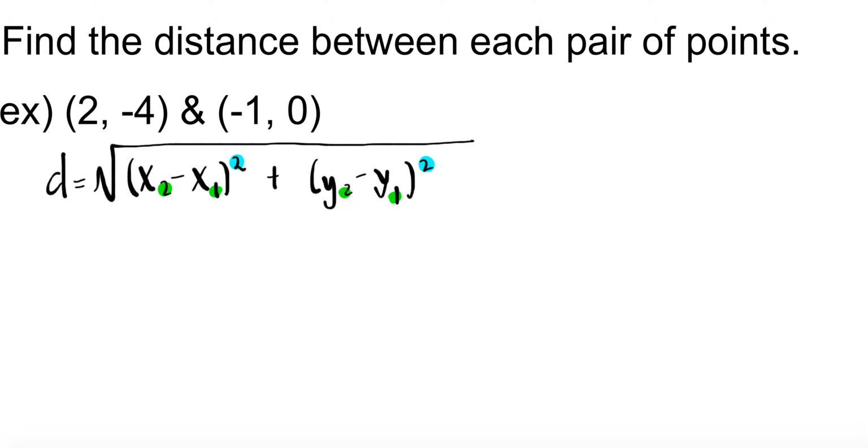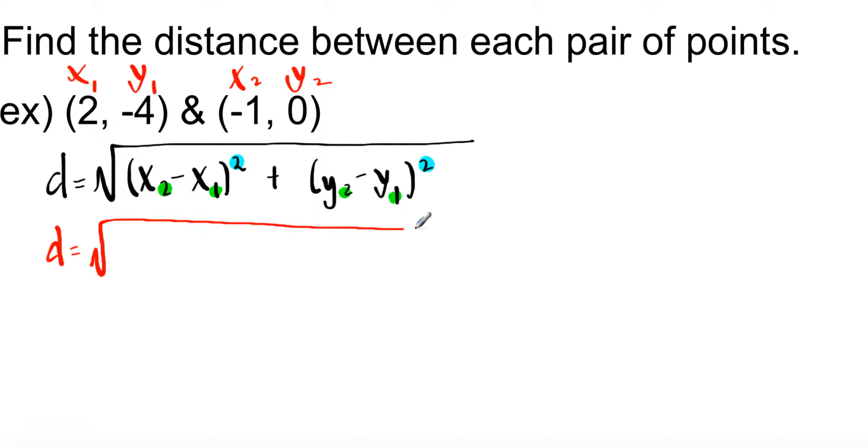Now, with any formula, I always just recommend to go ahead and label your points. It just makes things easier when it comes to this plug-in stage. So I would call this x1, y1, and this x2, y2. Then I can go ahead and just plug in, and I don't make any mistakes this way. And this gives me -1 minus 2 squared plus 0 minus -4 squared.